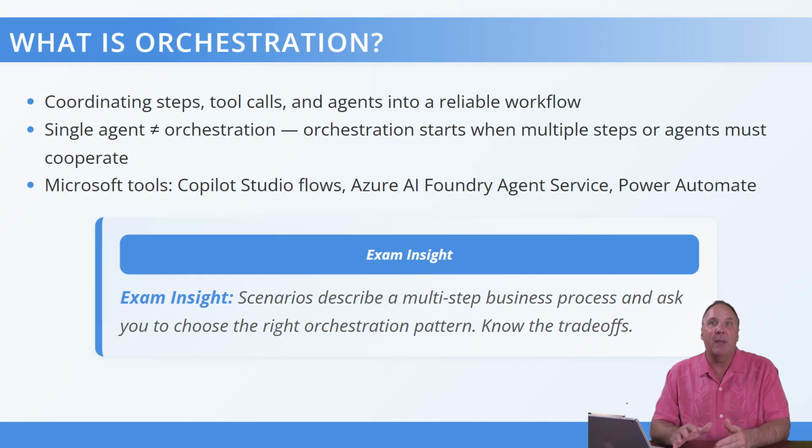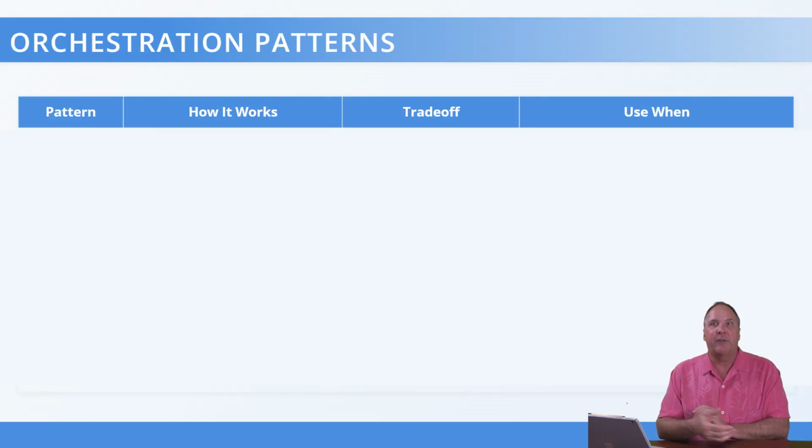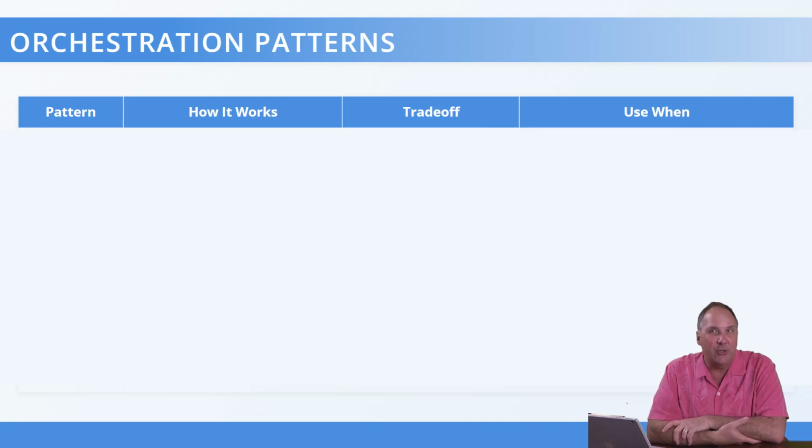Microsoft gives you 3 main tools. Copilot Studio flows handle orchestration within a single agent. Azure AI Foundry agent service coordinates multiple agents at enterprise scale. And Power Automate connects across applications when agents live in different systems. Let me walk you through the 5 patterns. For each one, I'll give you a real example and the key trade-off.